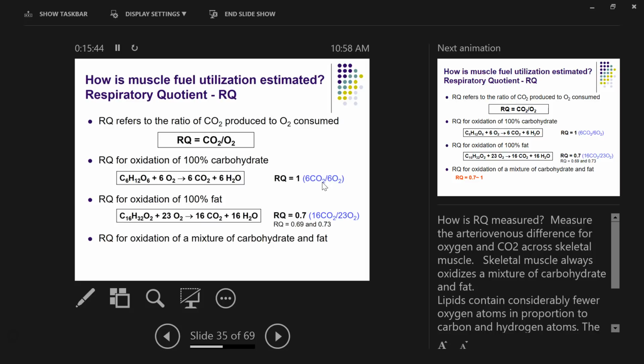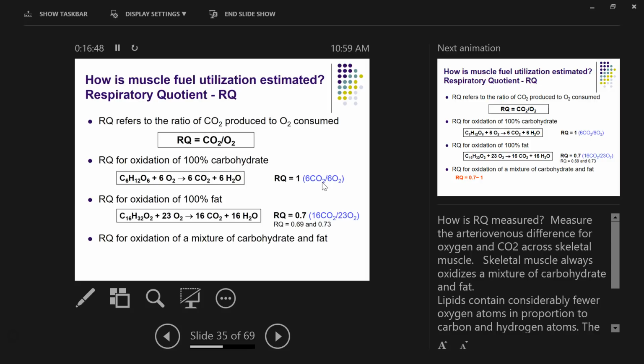And what about fat oxidation? Fatty acid oxidation. If we use pure fatty acids, no carbohydrate, the RQ will be 0.7. This is the example for palmitate, right? Palmitate is 16 carbon, and you need to consume 23 oxygen and produce 16 CO2 and 16 water, right? Based on this chemical structure and equation, RQ will be 16 divided by 23, so around 0.7, between 0.69 and 0.73. This is just based on the utilization of pure carbohydrate or pure fatty acids, not a mixture, right?